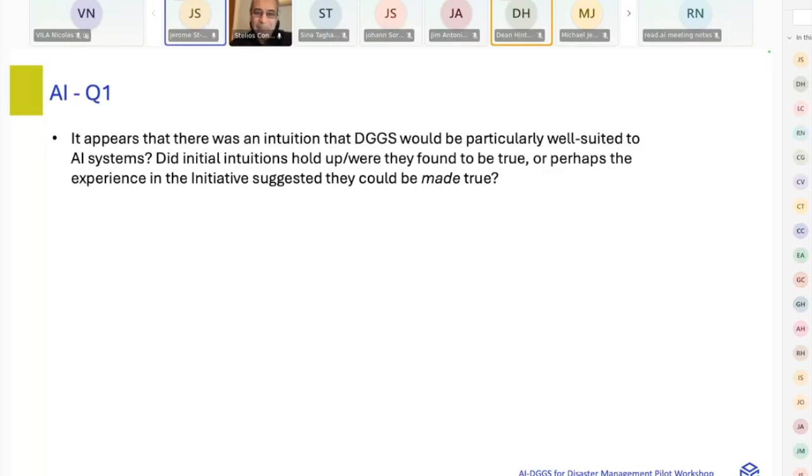But for this, the actual model would need to be trained in the context of a specific DGGRS, so you would need to train a different model for each one. But I really think that would be a really powerful thing to explore in a future pilot. So Dean has a comment, I think.